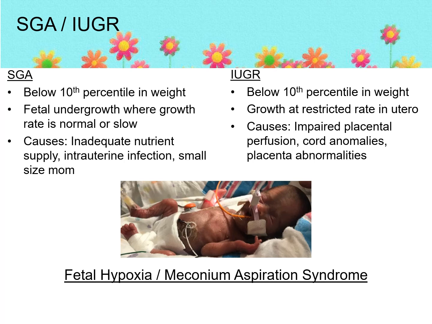For IUGR, they are also below the 10th percentile in weight. However, their growth is at a restricted rate in utero. Okay, causes here are impaired placental perfusion, cord anomalies, and placental abnormalities. Now as far as respiratory is concerned, both your SGA and IUGR babies are at risk for fetal hypoxia and meconium aspiration syndrome.